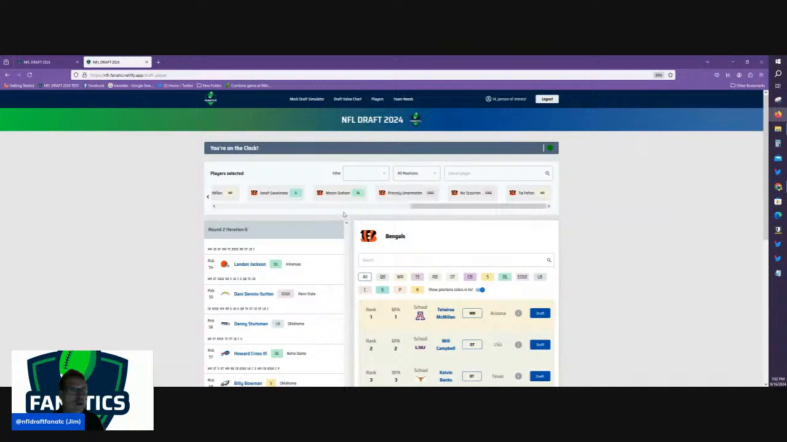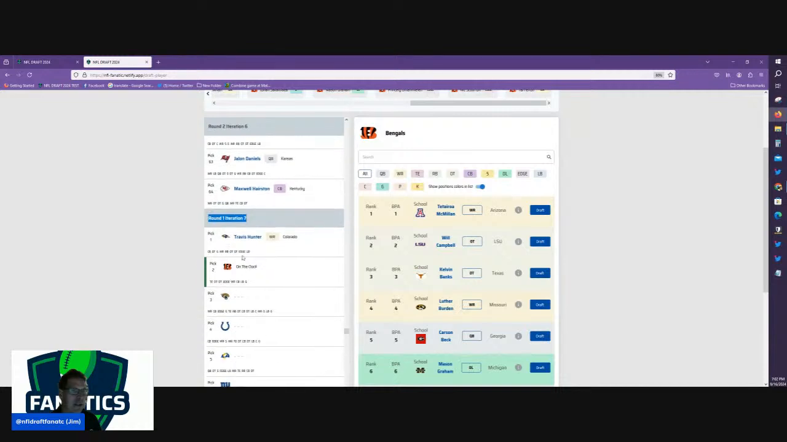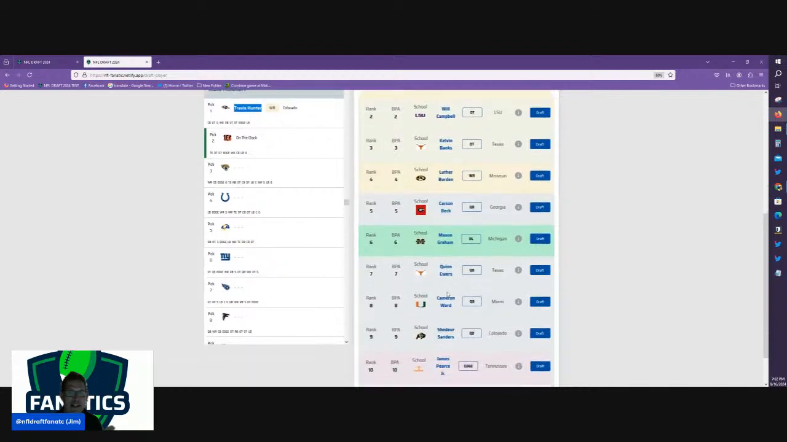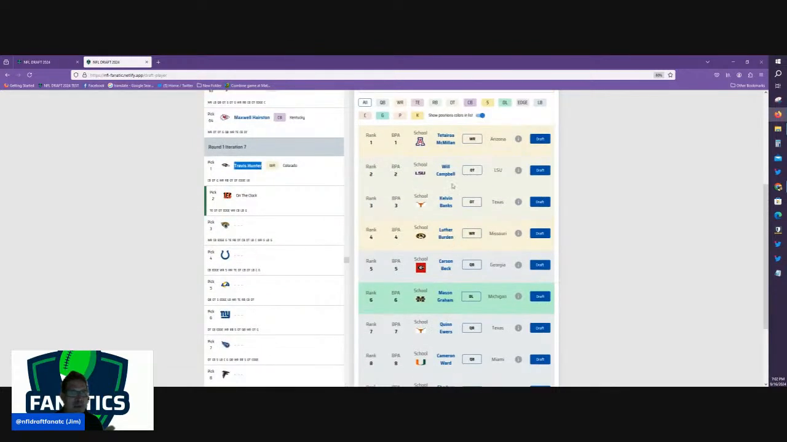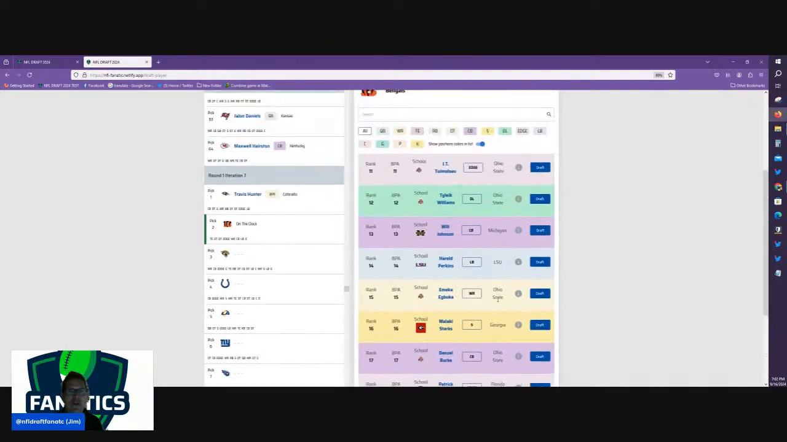Okay, so we are in iteration 7. We can see here, iteration 7, we can see Travis Hunter, wide receiver, went first. You can see the players I have picked have moved up the board. So Mason Graham was 11th, or no, I picked Scorton last time.